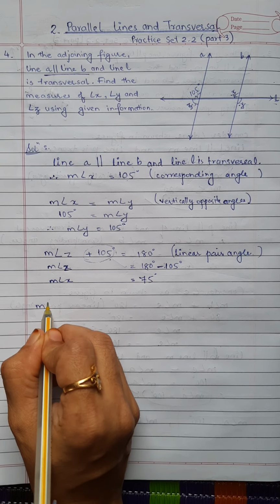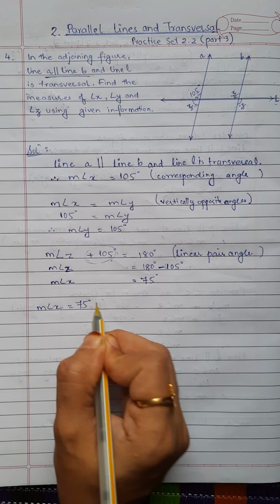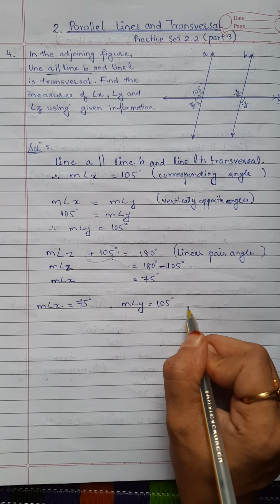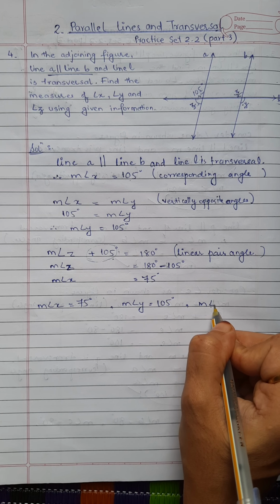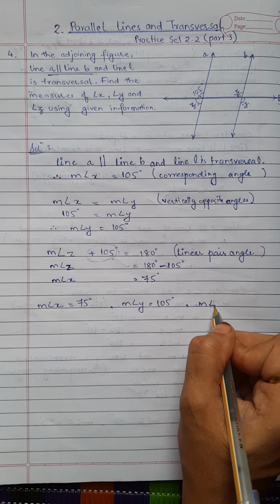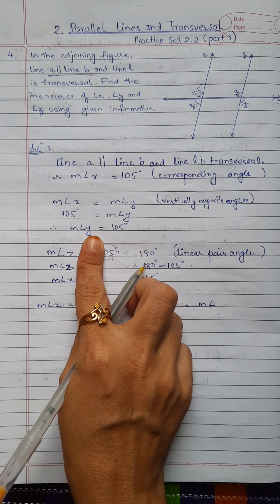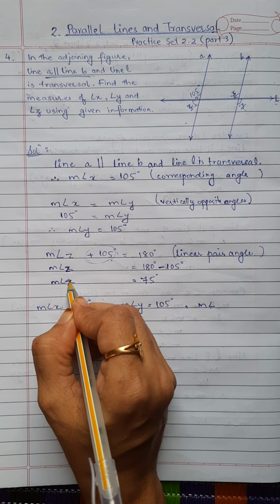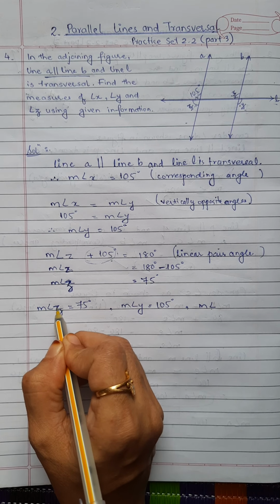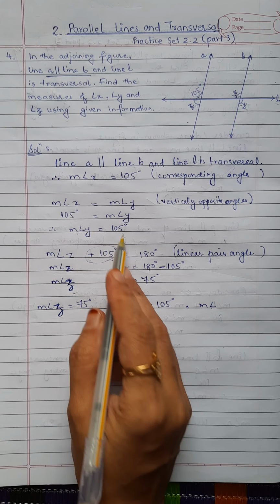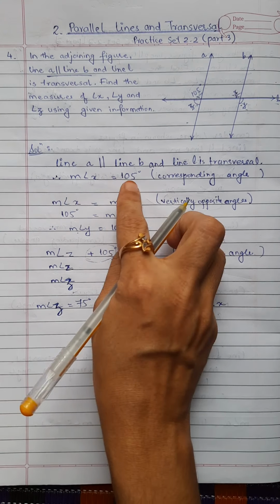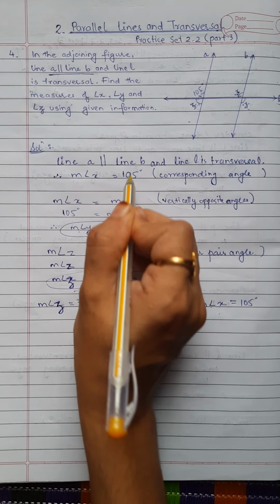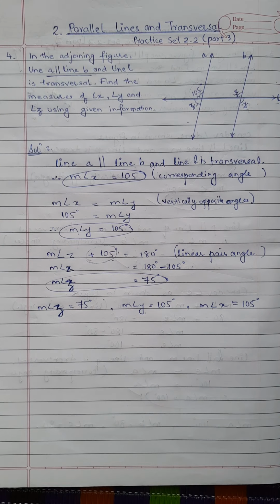So write the answers together. Measure of angle X is equal to 105 degree, measure of angle Y is equal to 105 degree, and measure of angle Z is equal to 75 degree. So these were the solutions for measure of angle X, Y and Z. Let's start with the next question.